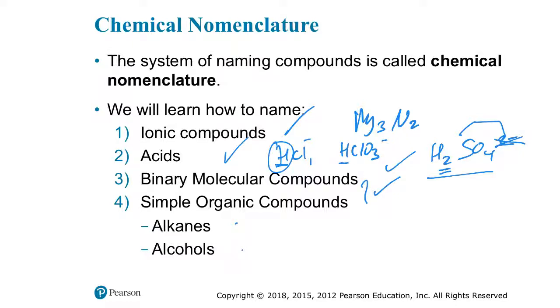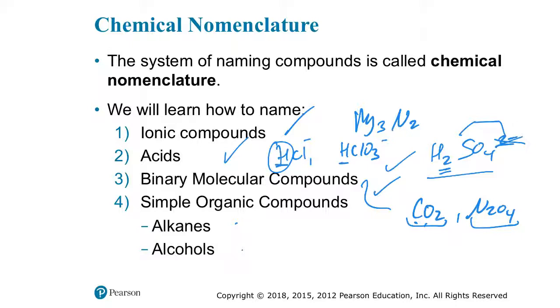Binary compounds, these are molecular compounds, things like CO2, N2O4. These are going to pick up names like carbon dioxide, dinitrogen tetroxide. So we're going to pick up a simple system for naming these binary molecular compounds. These are molecular compounds with precisely 2 different elements.